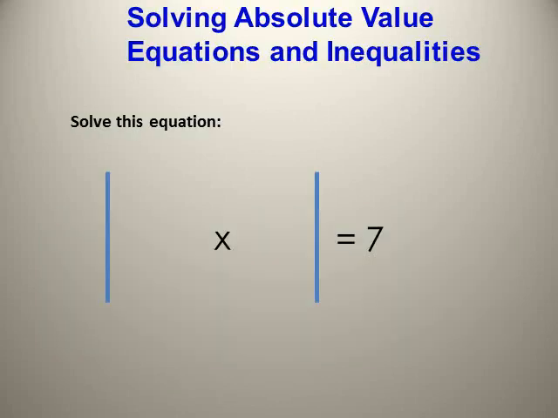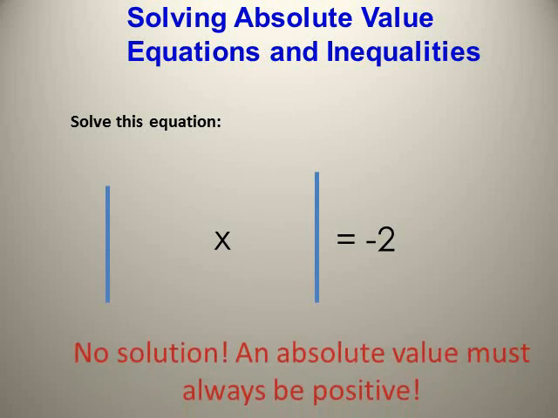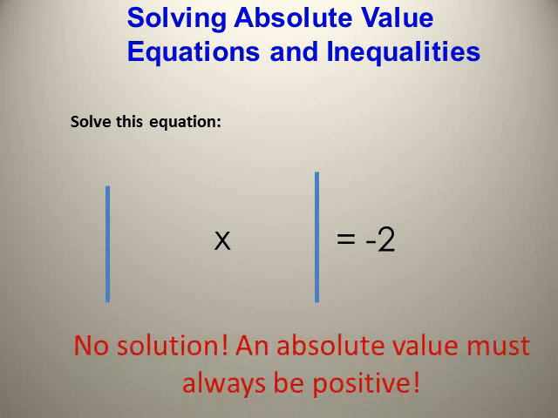Solve the equation. If absolute x equals 7, that means inside the absolute value x maybe equals 7 or negative 7. If absolute x equals negative 2, of course we need to find the value of x. In this case there is no solution because there is no absolute value equal to a negative number.